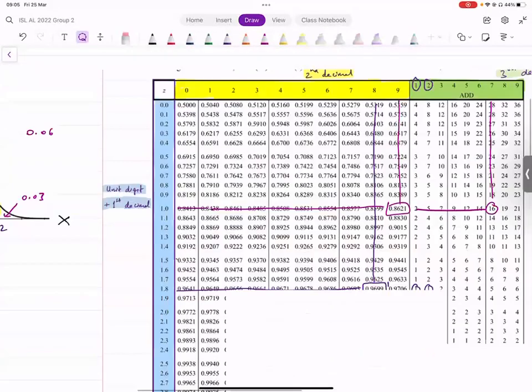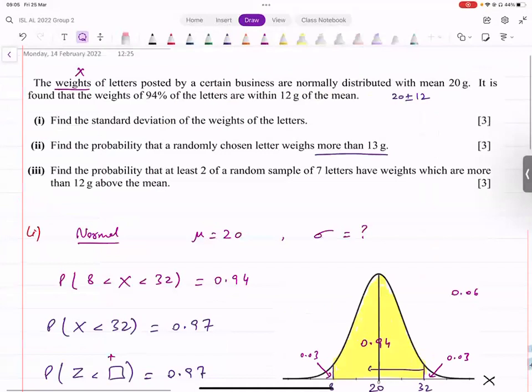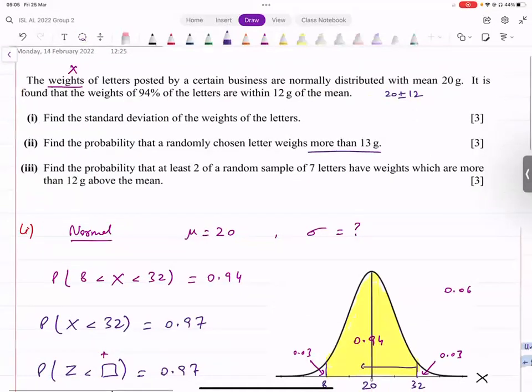All right. Let's look at the third part. Third part में क्या कहता है? Find the probability that at least 2 of a random sample of 7 letters have weights which are more than 12 grams above the mean. Okay. At least 2 of a random sample of 7 letters. Letters की बात हो रही है, number of letters. It's a discrete distribution. So ये binomial है यहाँ पे. 7 letters total है, उसमें से at least 2 successes आपको चाहिए. अच्छा, so this is binomial.